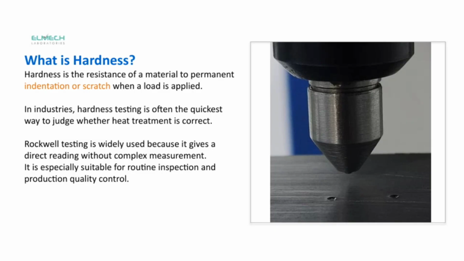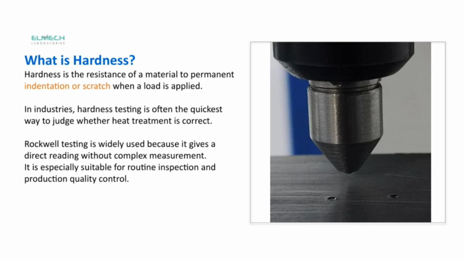So, what is hardness exactly? Well, it's essentially a material's ability to resist being permanently indented or scratched when a load is applied. Think of it as how tough or resistant a material is under pressure. In industries, measuring hardness quickly can tell us a lot about whether the heat treatment process was successful. It's a rapid way to assess if the material has the desired properties after processing.